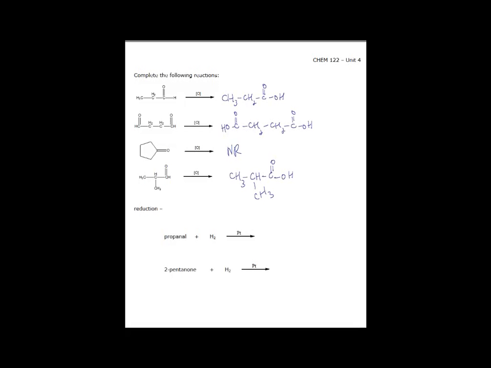Okay, so hopefully we got the same products. The first reaction is an aldehyde, so it's propanal getting oxidized to propanoic acid. The second reaction is butanedial getting oxidized to butanedioic acid. The third reaction is a ketone, so it can't be further oxidized, so NR is what you'd write. And then the fourth reaction, 2-methylpropanal gets oxidized to 2-methylpropanoic acid.